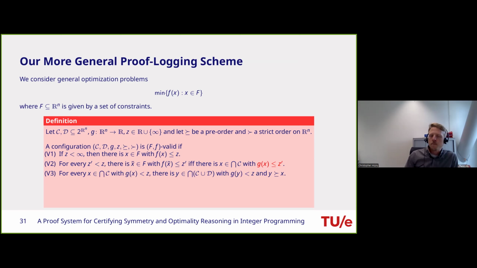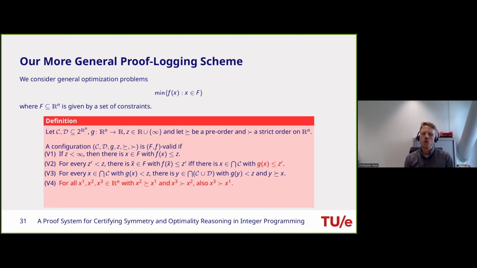We also copy-paste the requirement V3 from the previous proof logging scheme. So whenever we find a solution x that adheres to the core constraints and that improves upon the objective value z, then there must also exist a solution y that satisfies the core and the derived constraints. It improves upon the objective value and is not worse than the solution x that we started with respect to this pre-order. And now the two new assumptions enter the game.